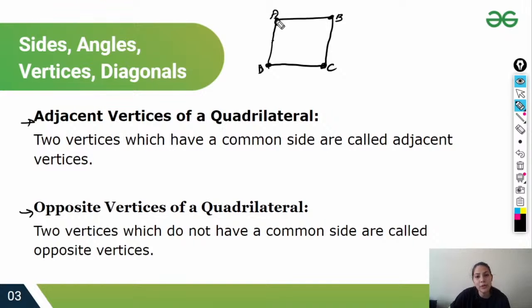Isme koi common arm nahi ho, ye aur ye ho gaya, ye aur ye, B and D, A and C. These are opposite vertices. So two types of vertices, adjacent and opposite. Adjacent means it has a common side or common arm. Opposite means which is opposed, which are not adjacent or which do not have the common side. Okay. Let us move.